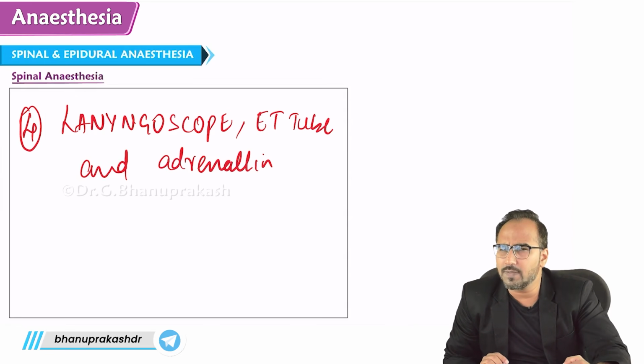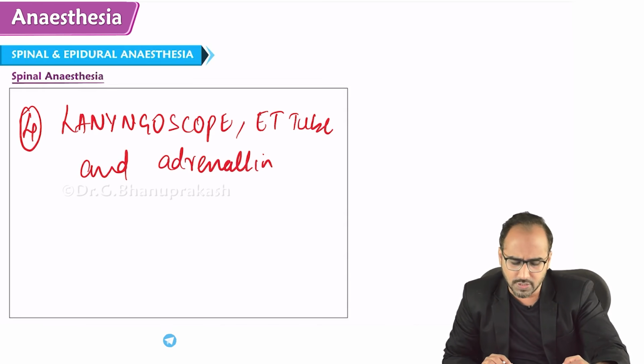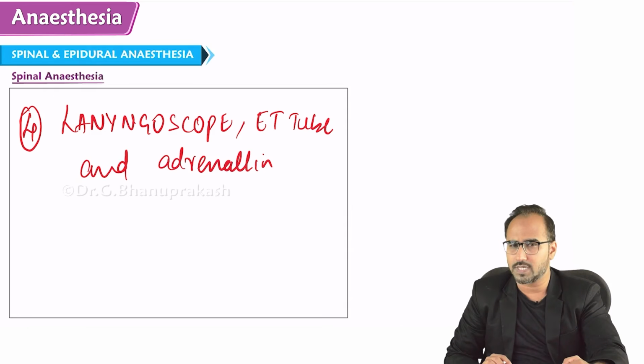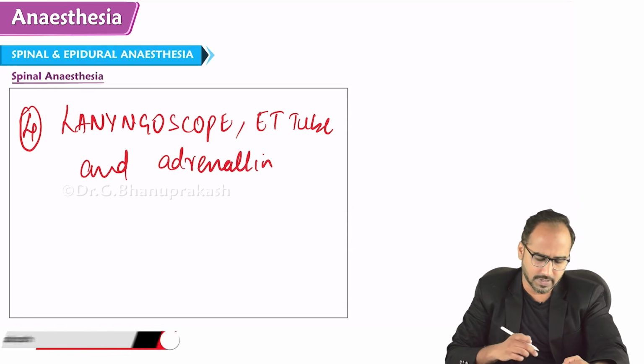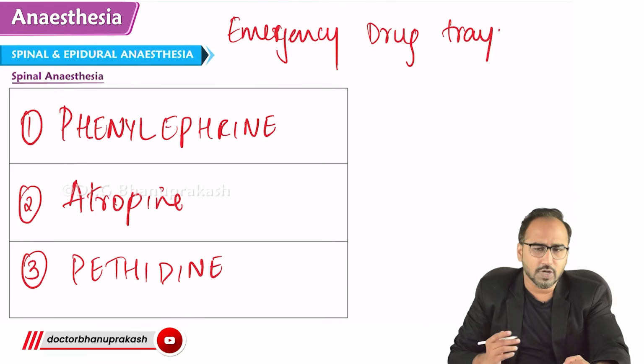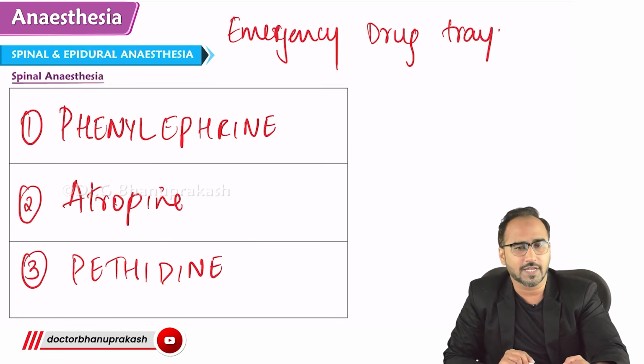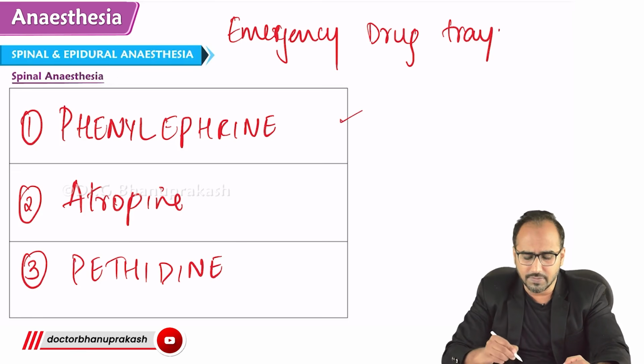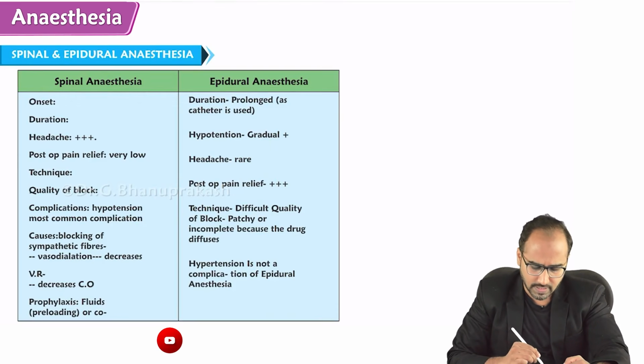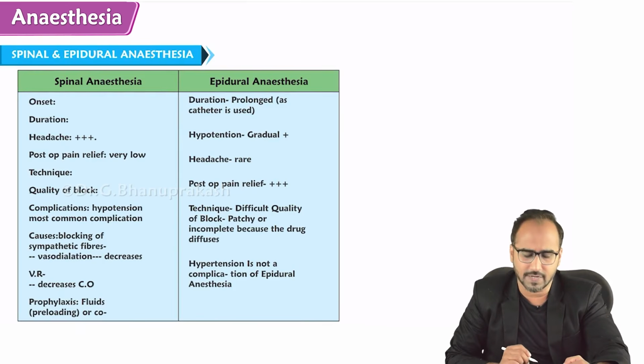I know some of you might be thinking that this guy is talking about spinal anesthesia, but what is the use of laryngoscope and ET tube? We'll come to it, guys. So before giving spinal anesthesia, the first drug you have kept is phenylephrine. Why have you kept this drug ready?